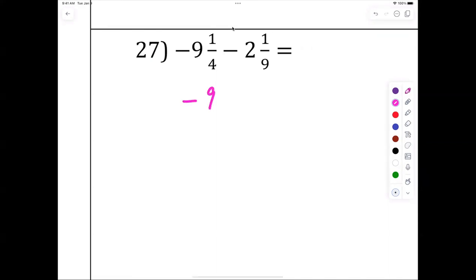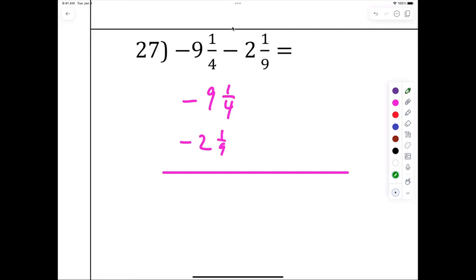So we're just going to go -9 1/4 minus 2 1/9. And because Hampton knows what he's doing, I'm going to let him try this. Let's see if he can get one right this month. Go. What's our common denominator? I'm waiting patiently. Do not help. 36? You are amazing. 36.